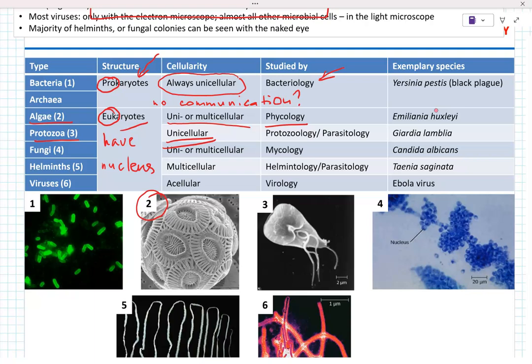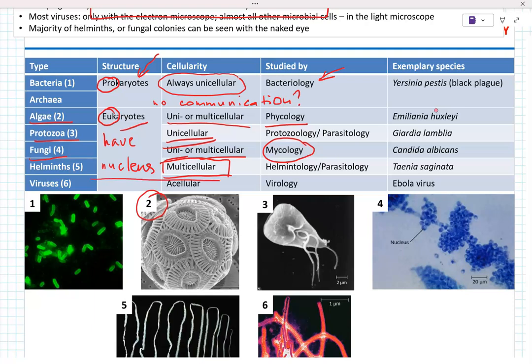And then, of course, we have fungi. Fungi can be unicellular, like yeast, or multicellular, like mold. And the branch of microbiology that studies them is called mycology. Finally, helminths. Those are the only organisms in that list that are always multicellular. Again, the eukaryotes.